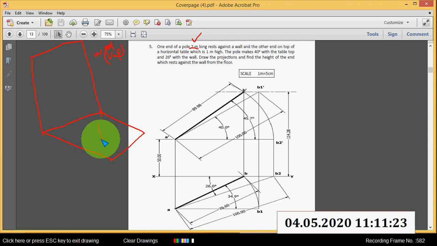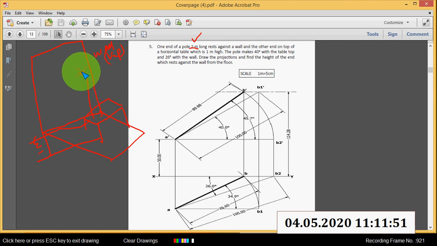So here imagine a table is here. I will show you. Imagine this is a table, and the height of this table is 1 meter. The pole makes 40 degree with the tabletop and 26 degree with the wall. Here this is the pole.